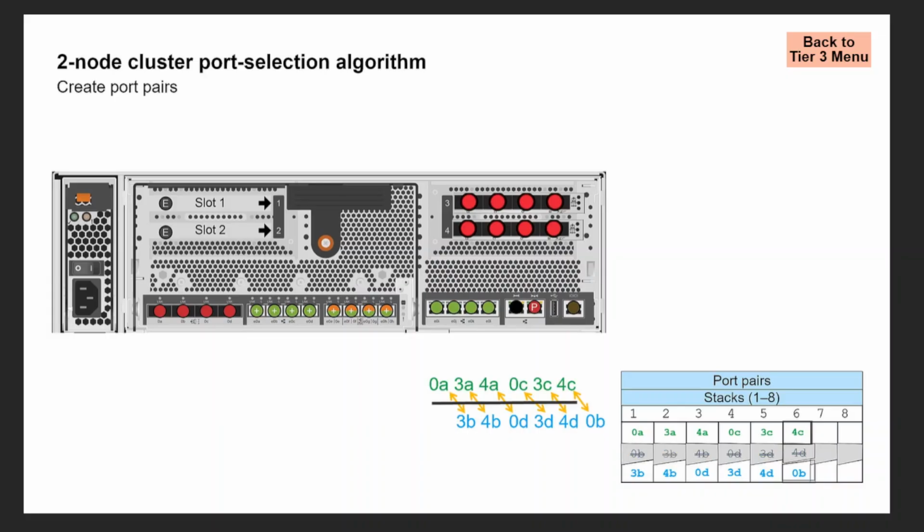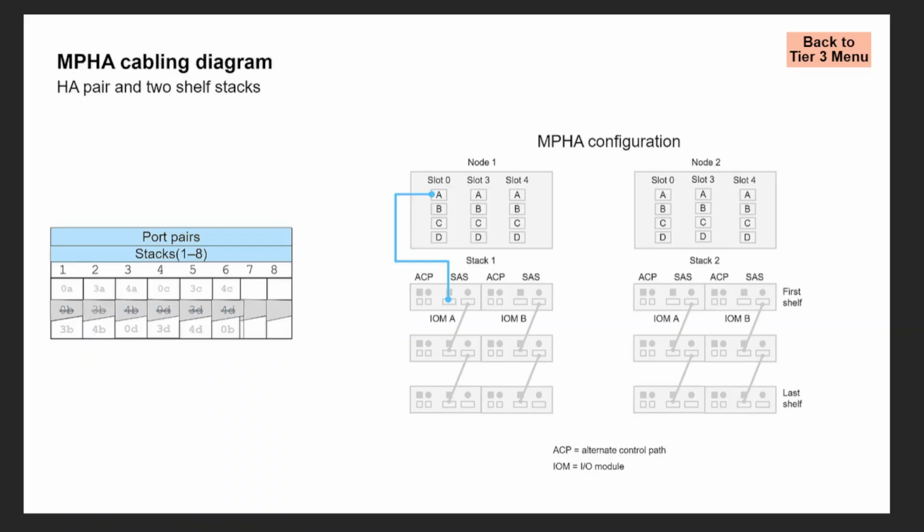If you see that the ports for the first or second shelf stack create an SPOF, shift the bottom line to the left again until the SPOF is moved to the end of the port pairs. If SPOFs cannot be eliminated, ask the customer to purchase another HBA to put in an available expansion slot, then rerun the algorithm. This cabling diagram shows how the port selection algorithm translates into cabling an HA pair of storage controllers to the shelf stacks.